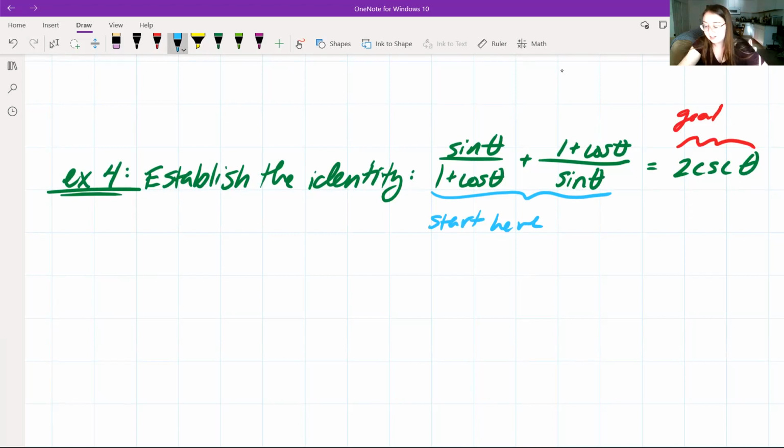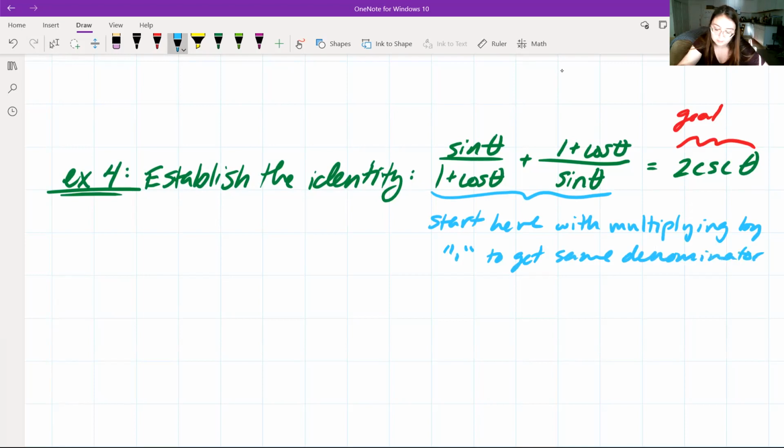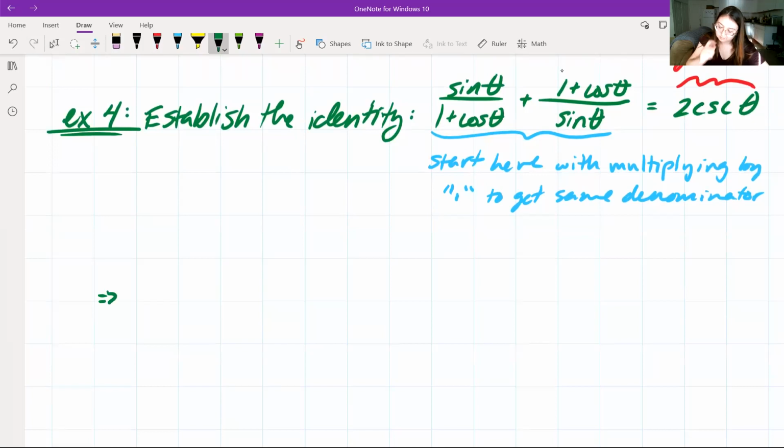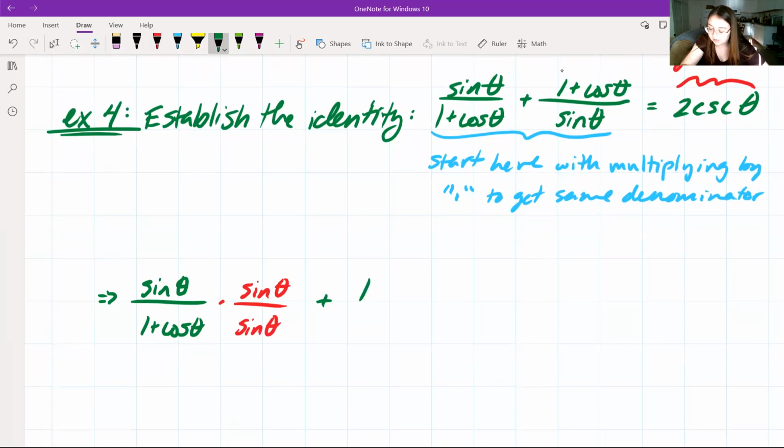When we start here, we're going to start with multiplying by 1 to get the same denominator. So we want to have the same denominator. For our first fraction, sine of theta over 1 plus cosine of theta, we're going to multiply by sine of theta over sine of theta. Then for our second fraction, we have 1 plus cosine of theta over sine of theta. And to get the same denominator, we'll multiply by 1 plus cosine of theta, which we saw was our denominator in our first fraction.